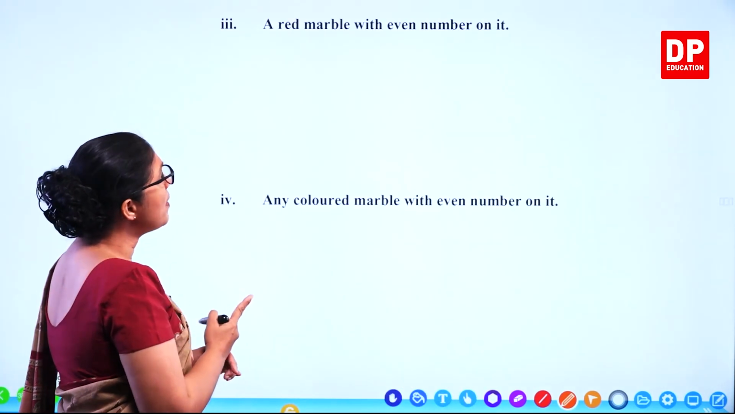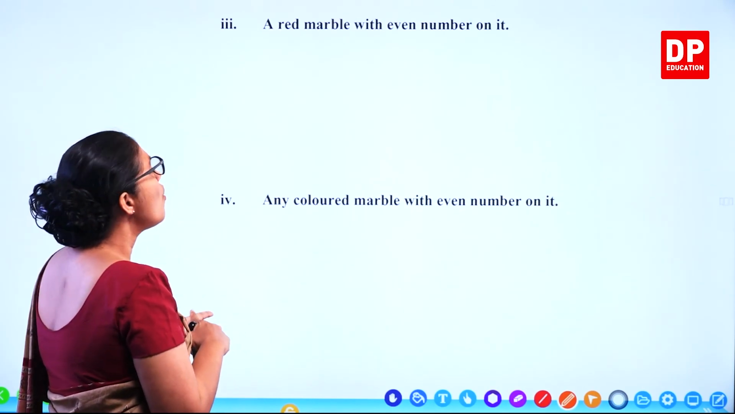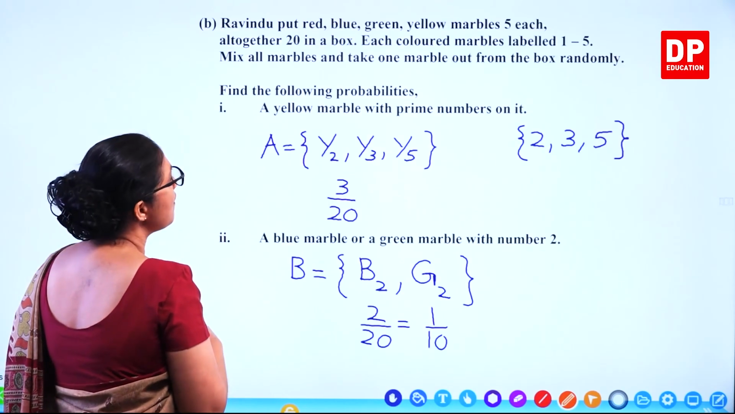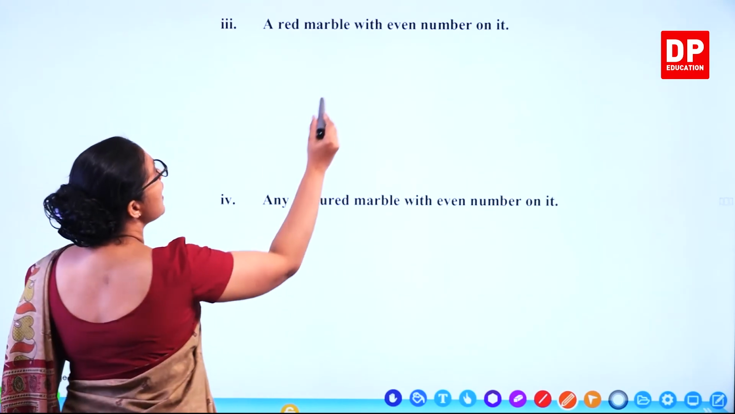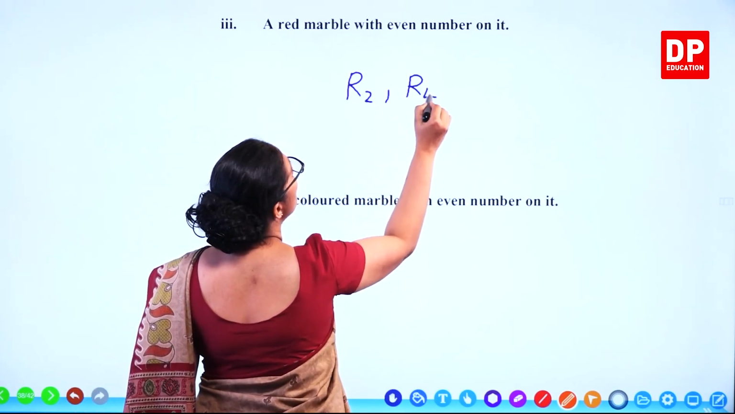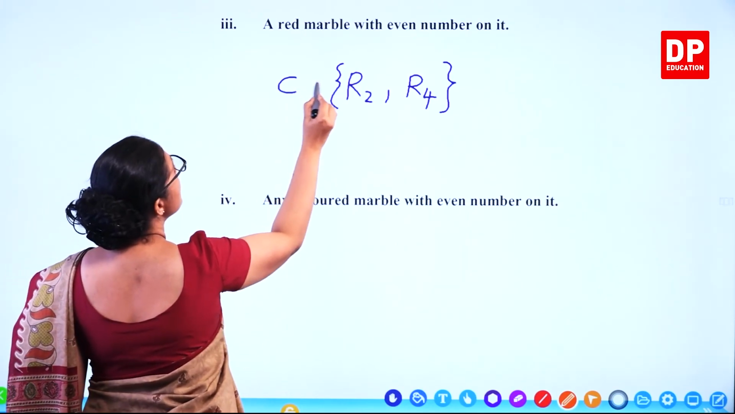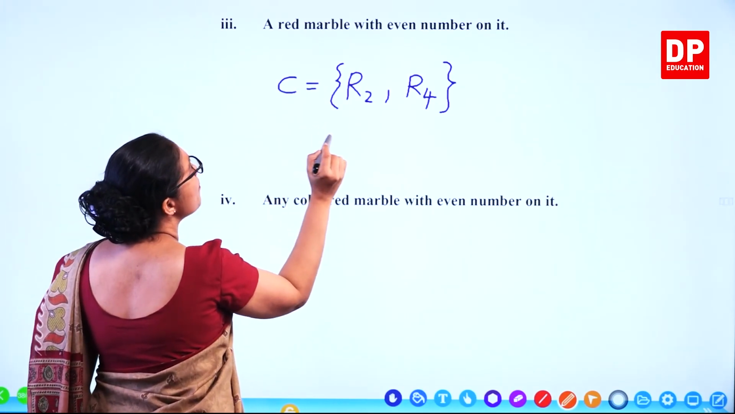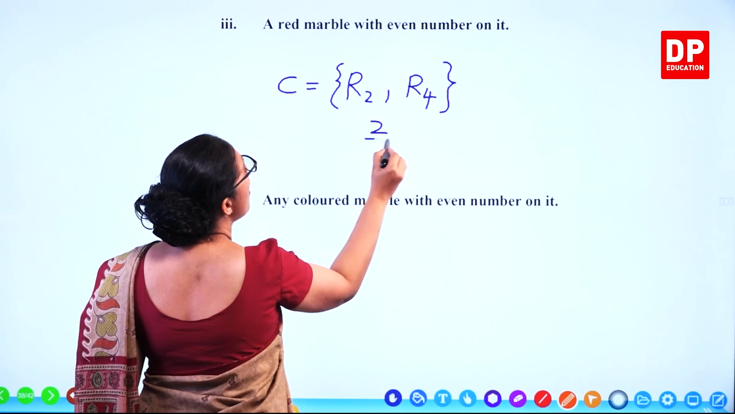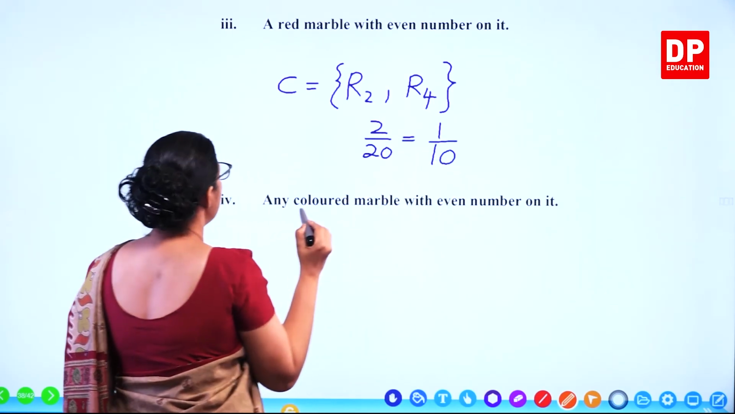And the next one, a red marble with an even number on it. What are the even numbers? 2, 4. Because up to 5 is there. So we can say red 2 or red 4. 2 possibilities are there. I'll take this one as C event. So what's the probability? 2 out of 20. That's also 1 over 10.